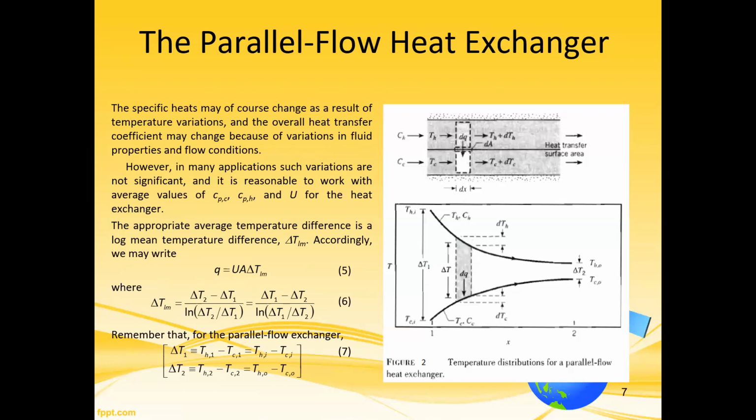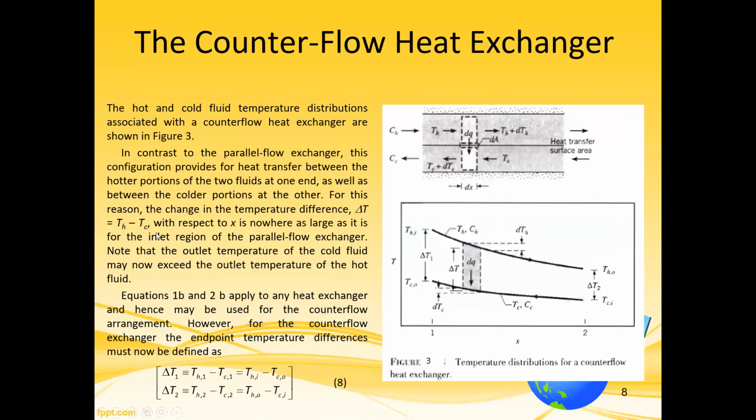You can label that as the equation number. The symbol is LM; delta T_lm is also called LMTD or theta m. Remember that for the parallel flow exchanger, delta T1 is equal to Th1 - Tc1 = Th,i - Tc,i, and delta T2 is Th2 - Tc2, or Th,o - Tc,o. So that is for the parallel flow.